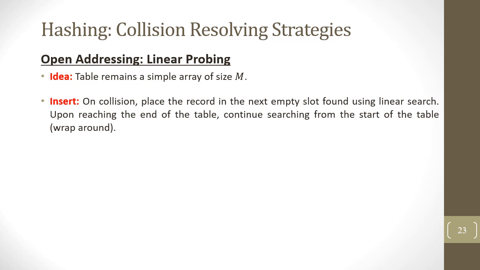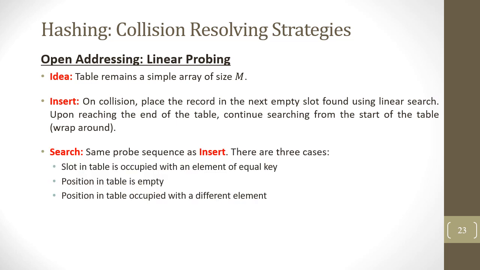When using linear probing, if we want to insert an item and a collision occurs, we place the record in the next empty slot found using linear search. Upon reaching the end of the table, we continue searching from the start of the table. For search operation, the probe sequence is the same as the insert operation. We have three cases here. The first case is the slot in the table is occupied with an element of the equal key. That is, we have found the item that we were looking for.